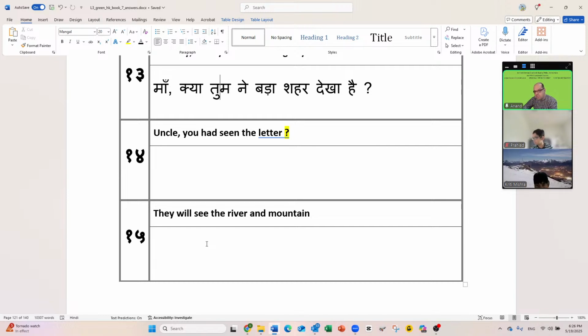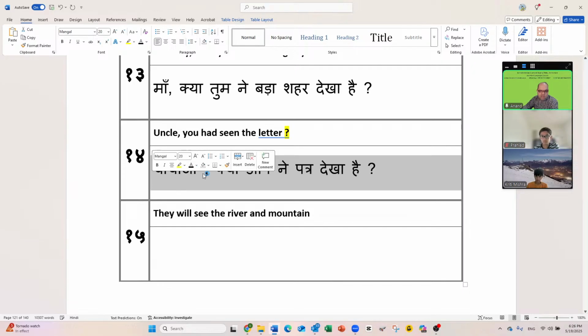What will uncle be called in Hindi? दादाजी. Dadaji? Prahlad, what do you say? What an uncle will be called in Hindi? चाचा जी. Chacha ji, Mama ji, right? Arav? Father's brother or mother's brother. Father's brother is Chacha ji. Mother's brother is Mama ji. One of the two you can pick up. Okay. चाचा जी क्या आपने चिट्ठी देखी है और चिट्ठी को देखा है.